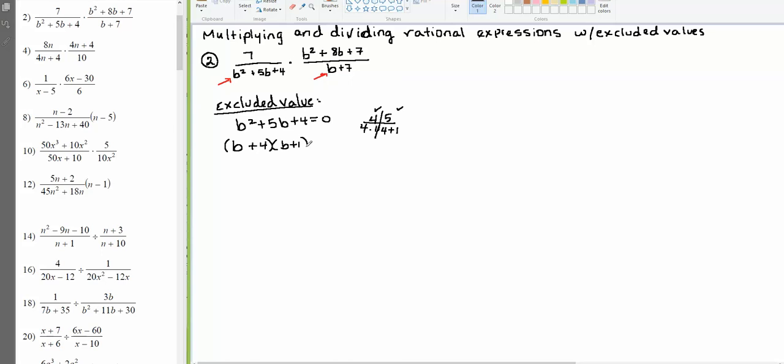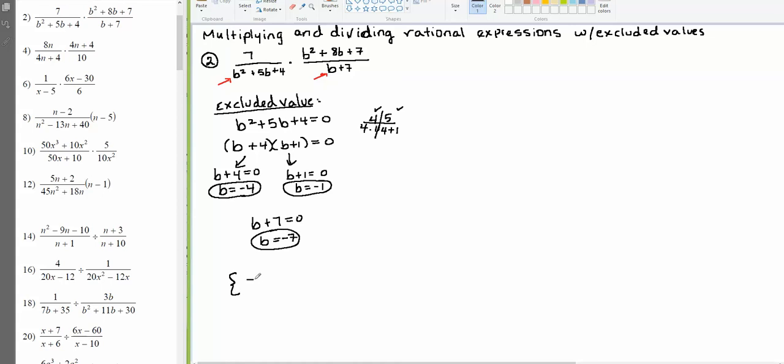So b plus 1 equals 0. And we set each of these equal to 0. So when b plus 4 equals 0, b is a negative 4. And when b plus 1 is equal to 0, b equals a negative 1. So we get two values from this first denominator. Now from the second denominator, the b plus 7, we're going to set that equal to 0, and we get that b equals negative 7. So the excluded values, if we're going to collect them, is negative 4, negative 1, negative 7.